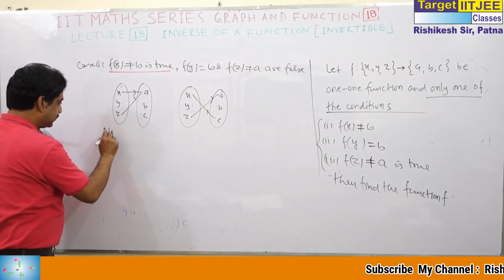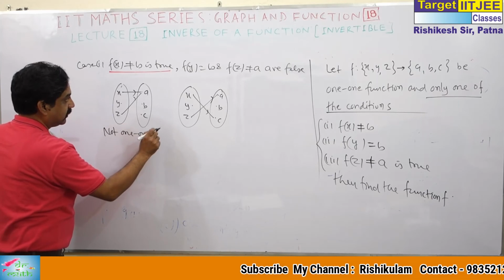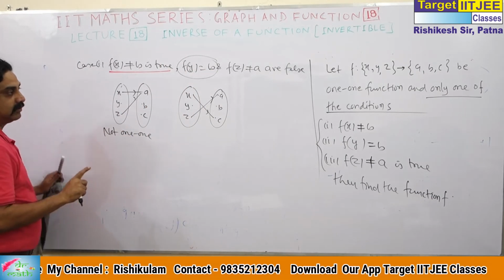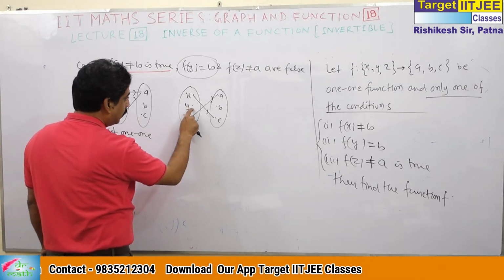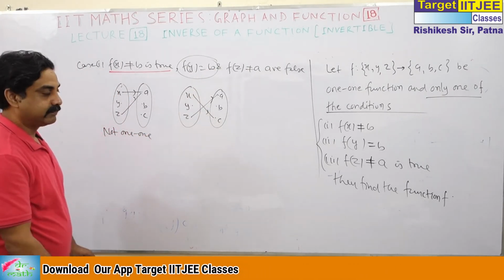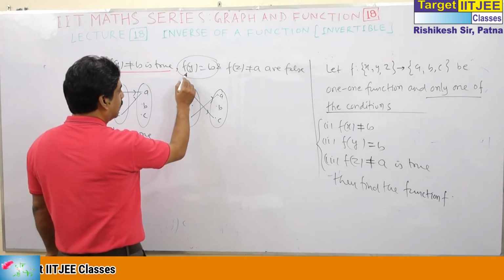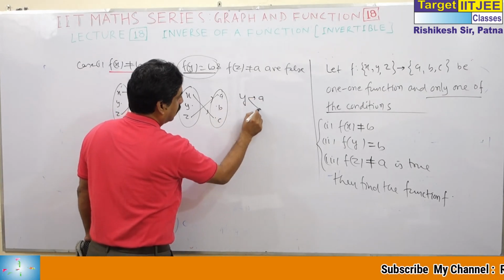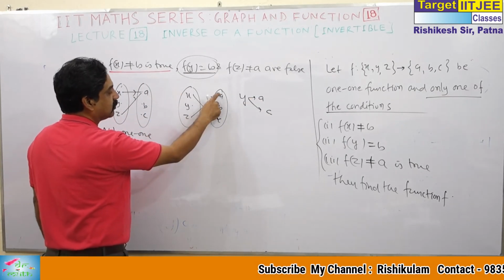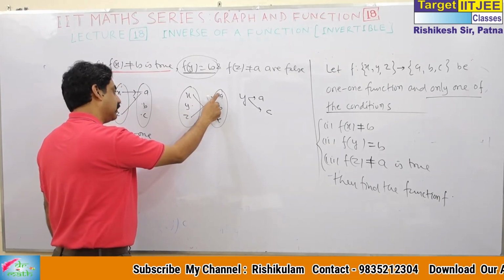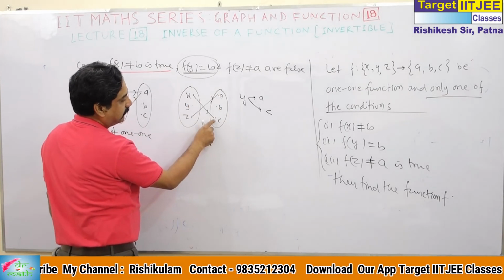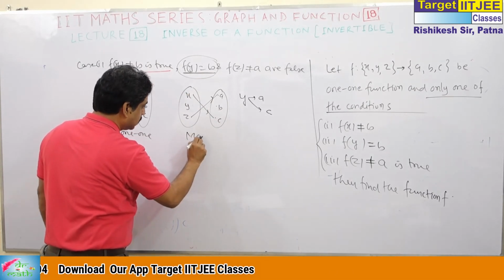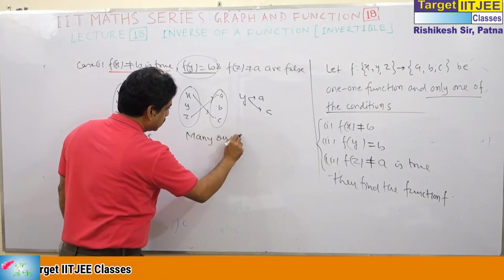Here this is not one-one. We know it is not one-one, but one condition is left. Now see, can we get y is equal to b from this condition? But here it is written that y is equal to b is also false, which means y goes either to a or to c. If y goes to a, this is again many-one. If y goes to c, this is again many-one. So we get many-one in both cases.